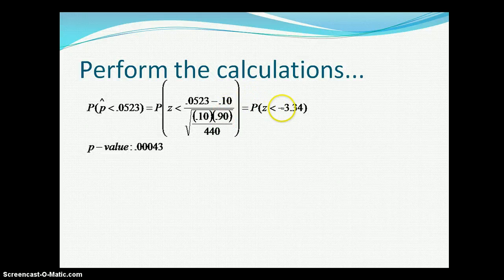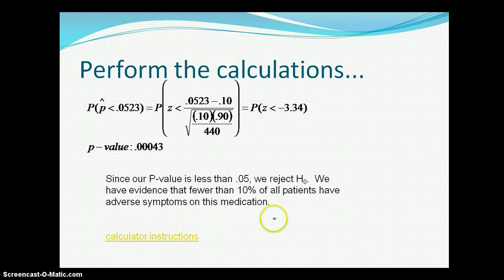I get a z-score of negative 3.34, which we know means our probability is approximately 0, because I'm looking from there, that negative to negative infinity. Okay, you can use your calculator. It's just a z-score, normal CDF. We know how to do that. And then, of course, we also know what this means. Our p-value is less than 0.05, so we reject our null. We have evidence that fewer than 10% of all patients have adverse symptoms on this medication, which is a good thing.